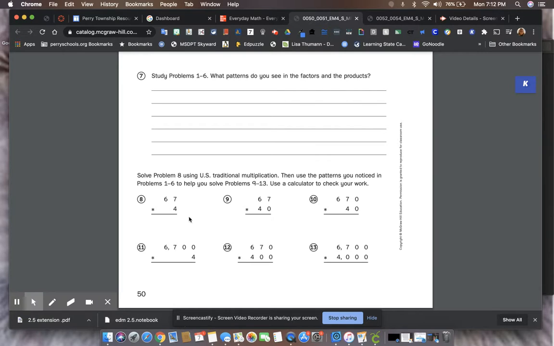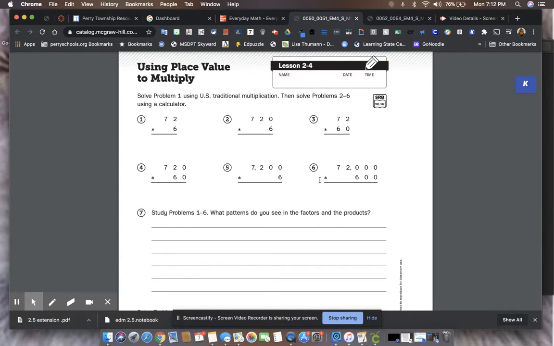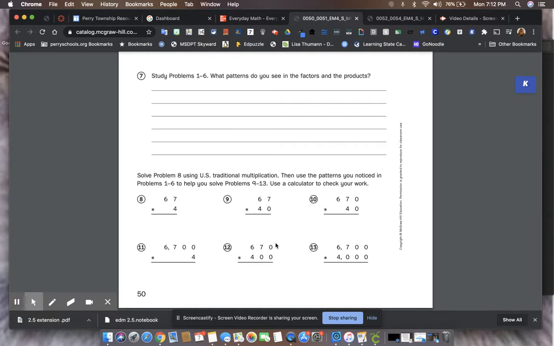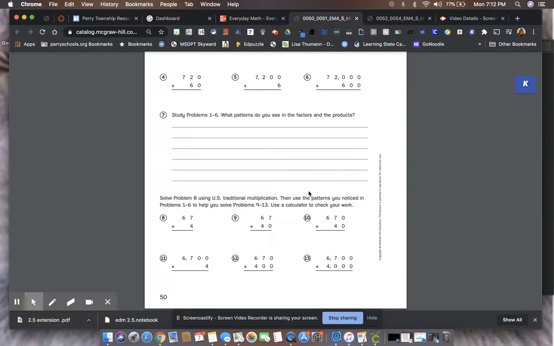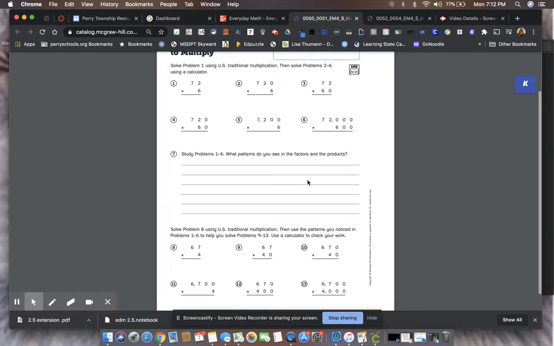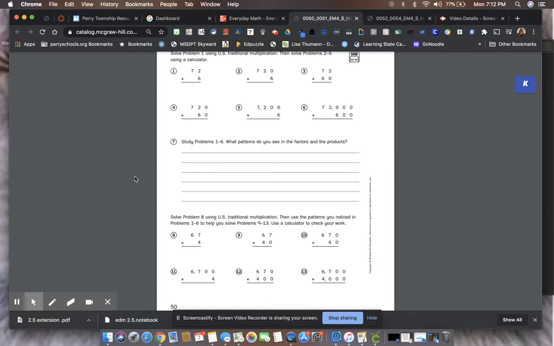Then same things, try it again, 67 times 4, and then for 9 through 13, use a calculator and see if the work you see in 8 through 13 match the pattern you saw in 1 through 6. Okay, again, here are those problems. I'll show this whole page so that you can pause it and you can see all of the work you need to do.